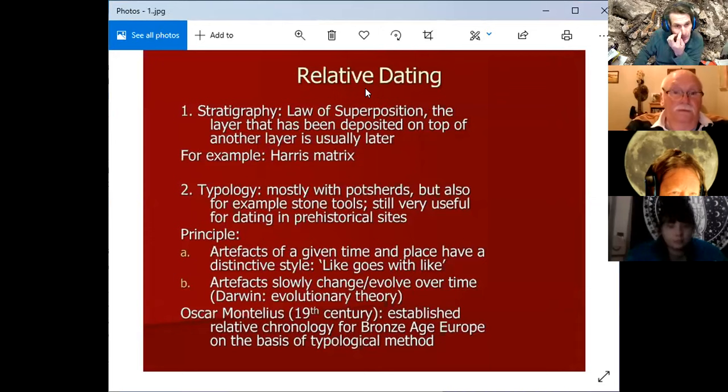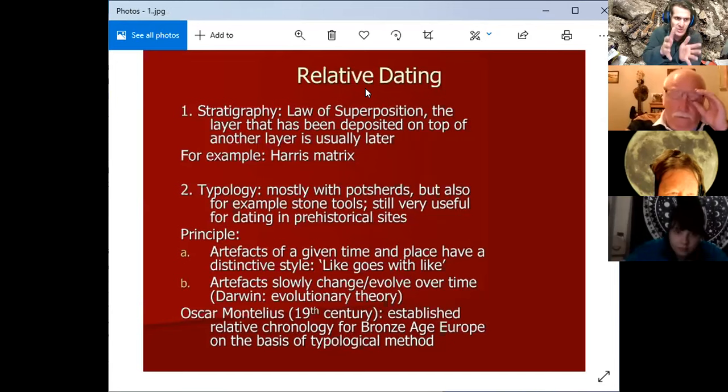Now, relative dating, that would be the Harris matrix, which Mena mentioned months ago to me. So when you think about layers of strata, it's the law of superposition. The layer that is deposited on top of another layer is usually later. In geological terms, that's not exactly true, because in geology, the geological beds can be turned from horizontal to vertical. So in lots of ways, stratigraphic dating with geology doesn't really work, but in archaeology it does, but not always, not always.